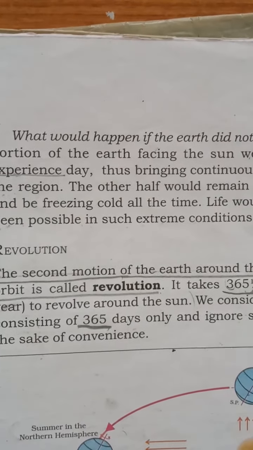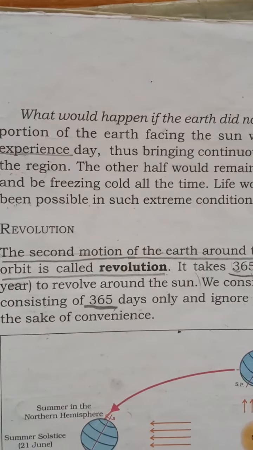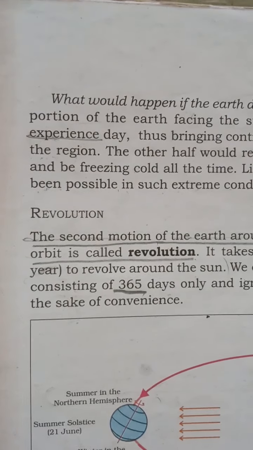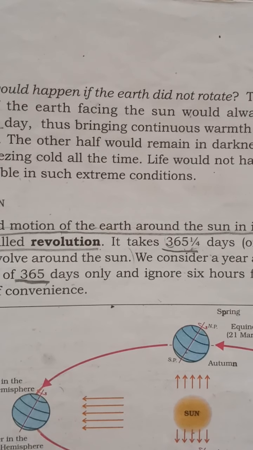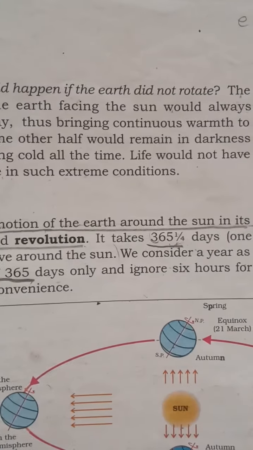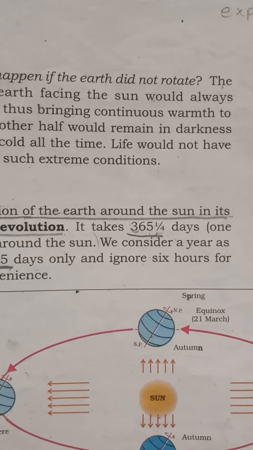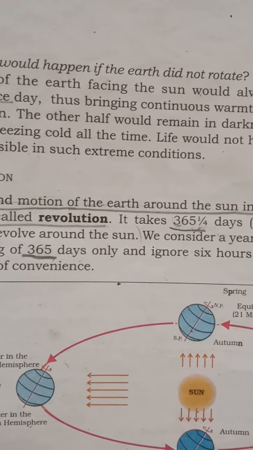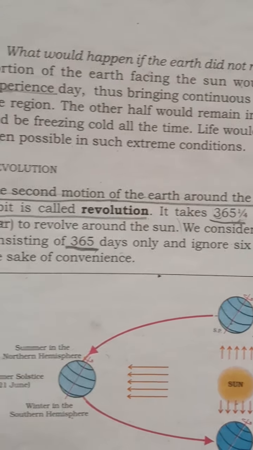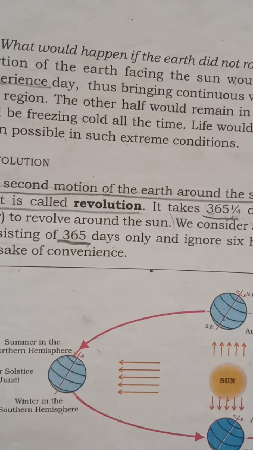Now imagine what will happen if the earth does not rotate. Continuously one portion will face the sun and the other portion will be continuously away from the sun and will be in the dark. The portion which is facing the sun will have continuous day. It will receive heat. And the other half, which is away from the sun, in the darkness, will have freezing cold all the time, and night rather you can call. So life in such type of extreme climate is not possible. That means there would be no life on the earth if the earth did not rotate.